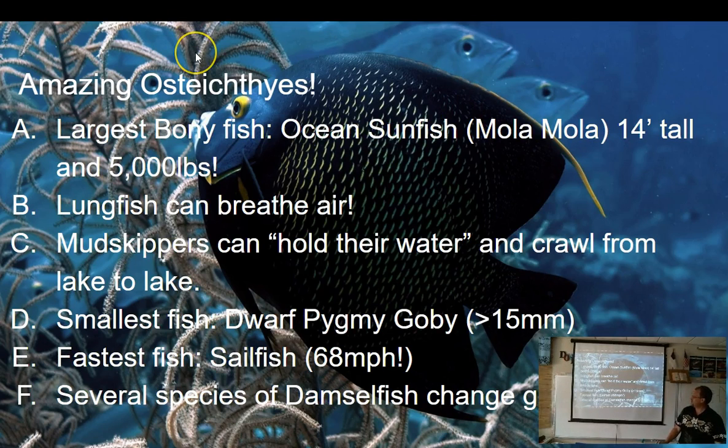The smallest fish in the world is the dwarf pygmy goby, less than 15 millimeters as an adult, 1.5 centimeters. The fastest fish in the world is the sailfish, which can get to 68 miles per hour. That's in the water. Wow. That's crazy fast. The fastest shark is the shortfin mako that we have here. It gets up to 60, so the sailfish can leave that behind.